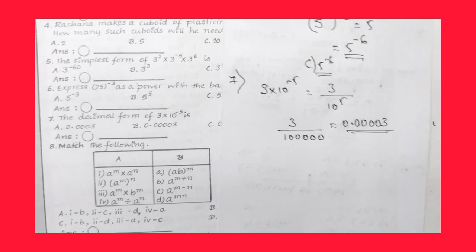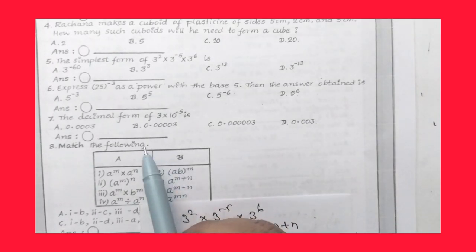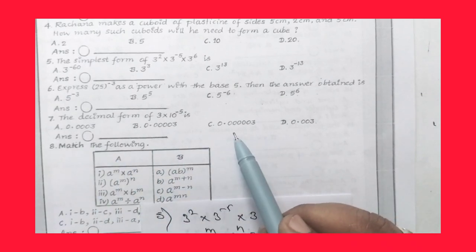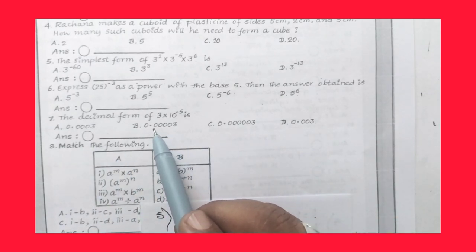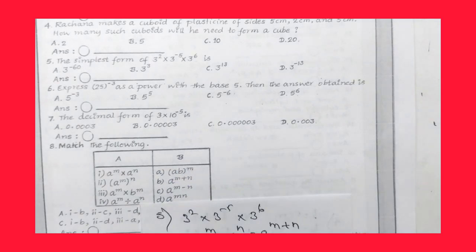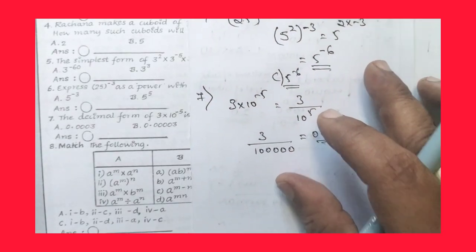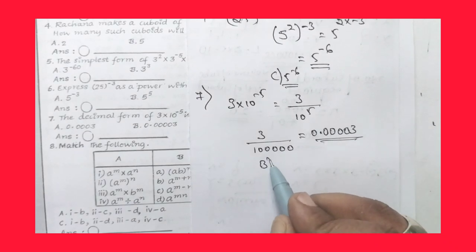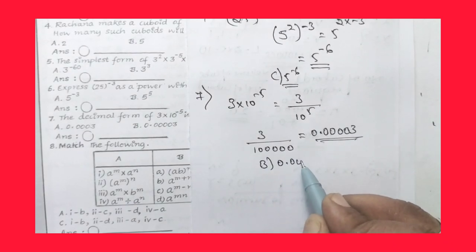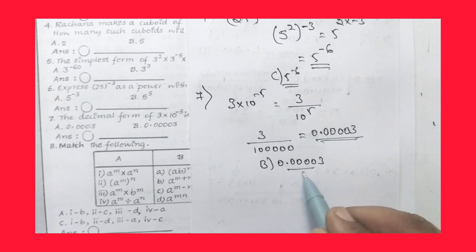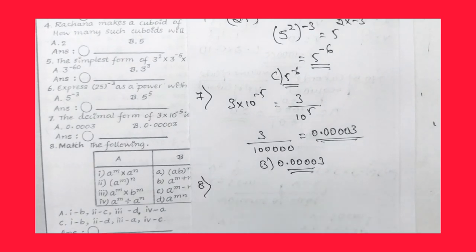0.00003. So that is the answer. Now for this question, the right answer is 0.00003. So option B is the answer. So option B, 0.00003. So like this, we have to answer this question.